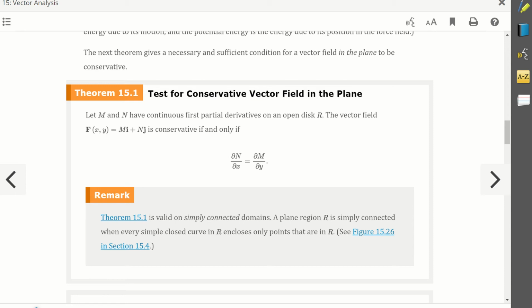So you're taking the partial of the component function for i with respect to y, and the component function of j with respect to x. And if those two partial derivatives are equal to each other, then the vector field given by F will be conservative.